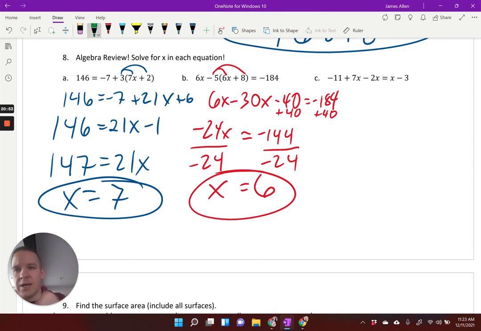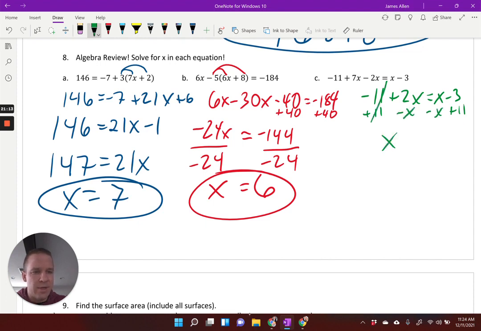Okay. New color, new problem. Looks like I don't have any distributing to do here, just combining of like terms. So I'll do negative 11 plus 2x equals x minus 3. Now I've got to get my x's together and move that 11. So I'll add 11 to both sides. I can also subtract x in the same step. So that's gone, this becomes x, that's gone, and this becomes 8. Okay, I'm done. Awesome. No dividing in that one. Cool.